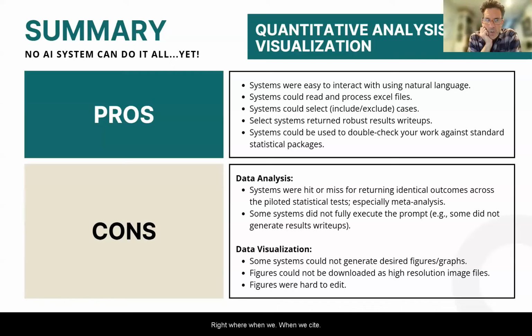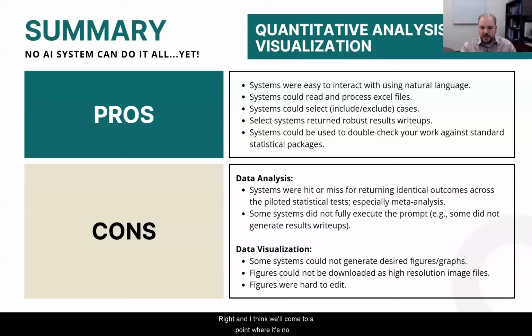I assume some of these processes will work themselves out, right? Where when we cite a program, we know that program is using AI in the background. Right, and I think we'll come to a point where it's no different than citing SPSS in a manuscript or Excel in a manuscript. We have come to a point where we now trust those systems and they are common practice.